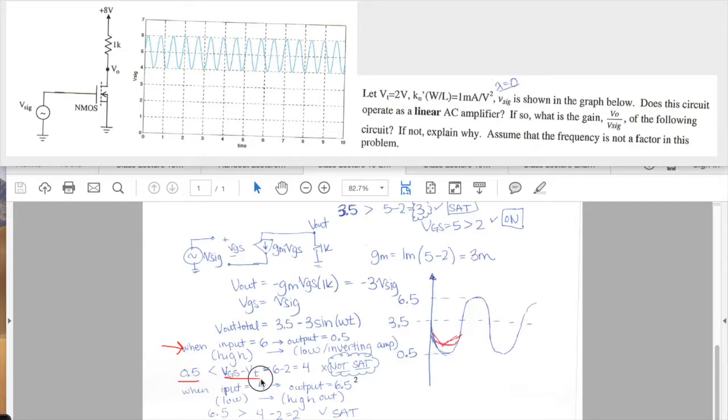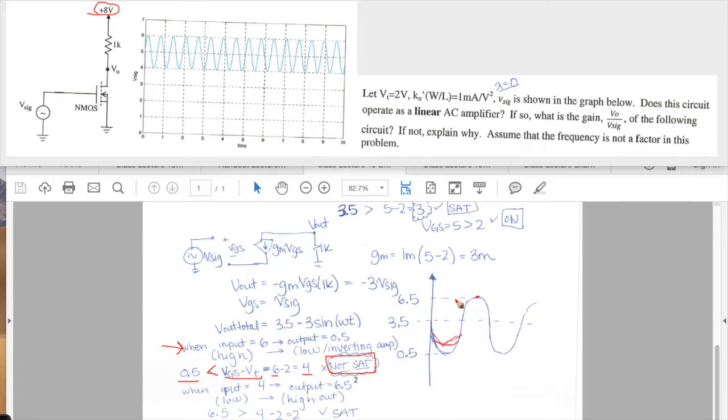We need to compare it to Vg minus Vt, where Vg is at its high, 6, minus 2, so that's 4. But that means Vd is less than that, so the transistor is not saturated when the output goes to the low. We can also check the high value and see if it pulls it farther out. We can't go higher than 8 volts, which was our given supply voltage.